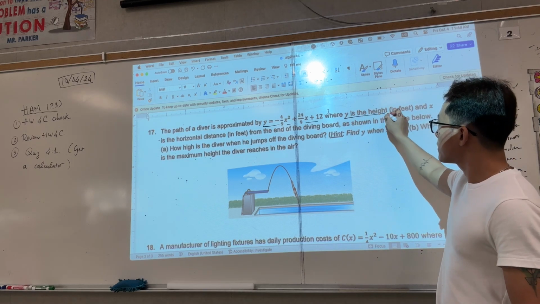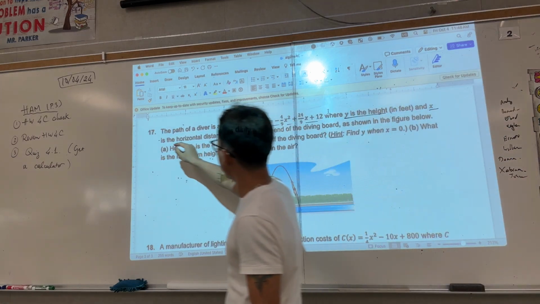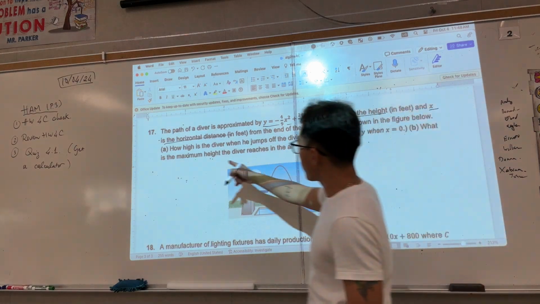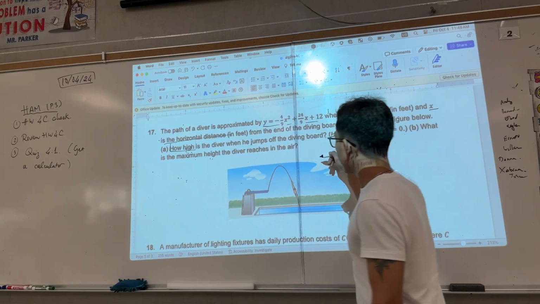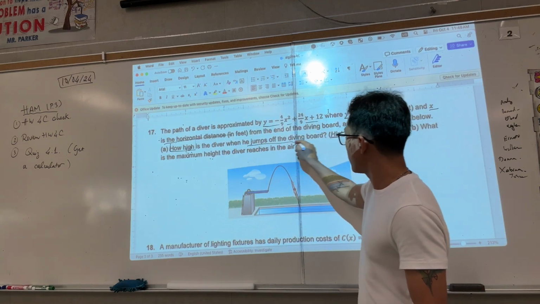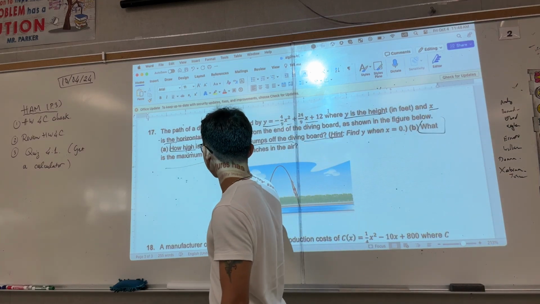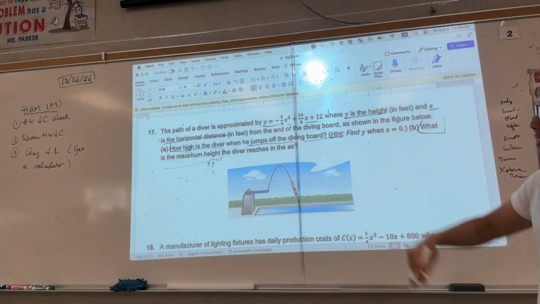Y is the height. You need to know what the letter represents. X is the horizontal distance. Blah blah blah, you don't need to know that. How high? That's the question. How high when he jumps up? You need to know where it is as well. What is the maximum? Okay, see, only this part is important.